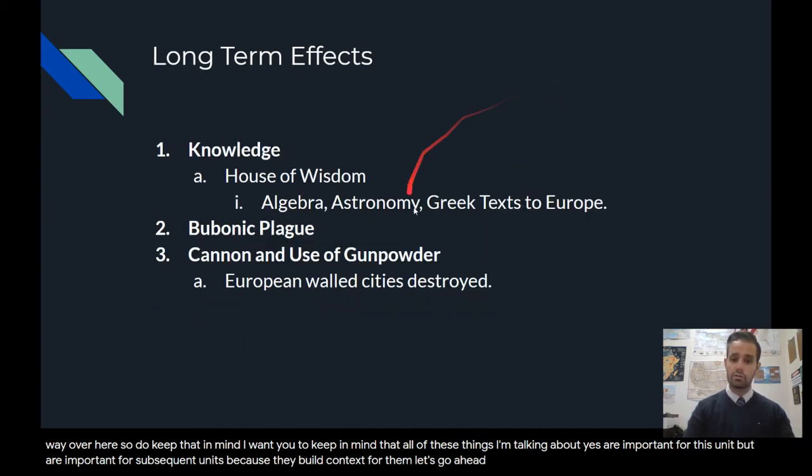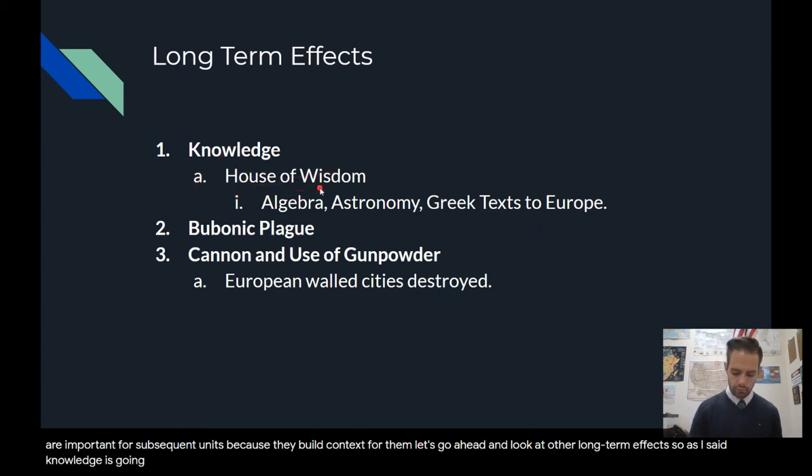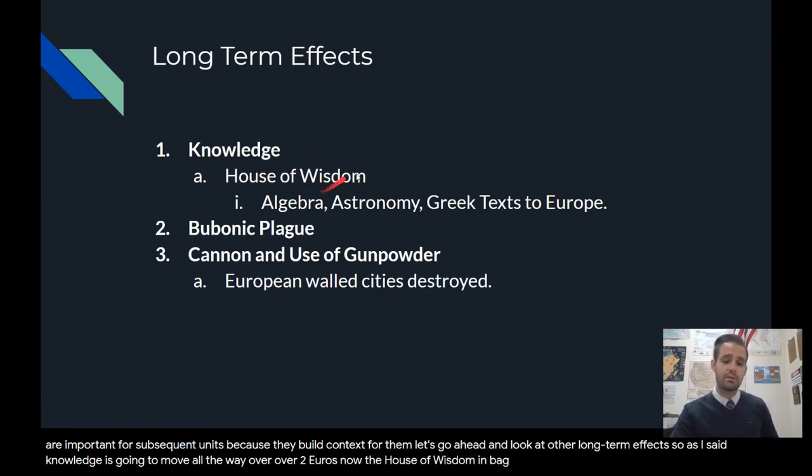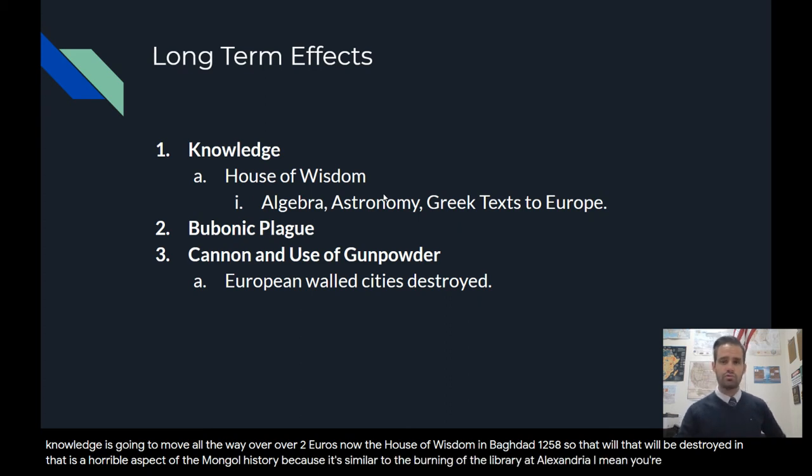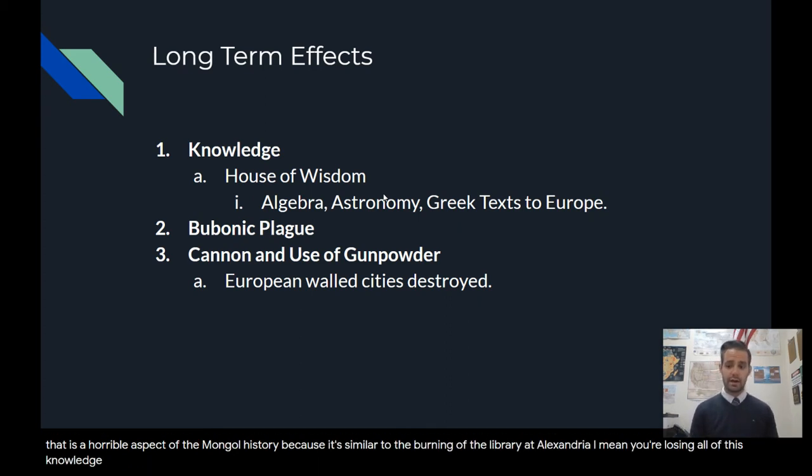Let's go ahead and look at other long-term effects. As I said, knowledge is going to move all the way over to Europe. Now, the House of Wisdom in Baghdad will be destroyed by Hulagu Khan in 1258. That is a horrible aspect of the Mongol history, because it's similar to the burning of the library at Alexandria. I mean, you're losing all of this knowledge and technology.